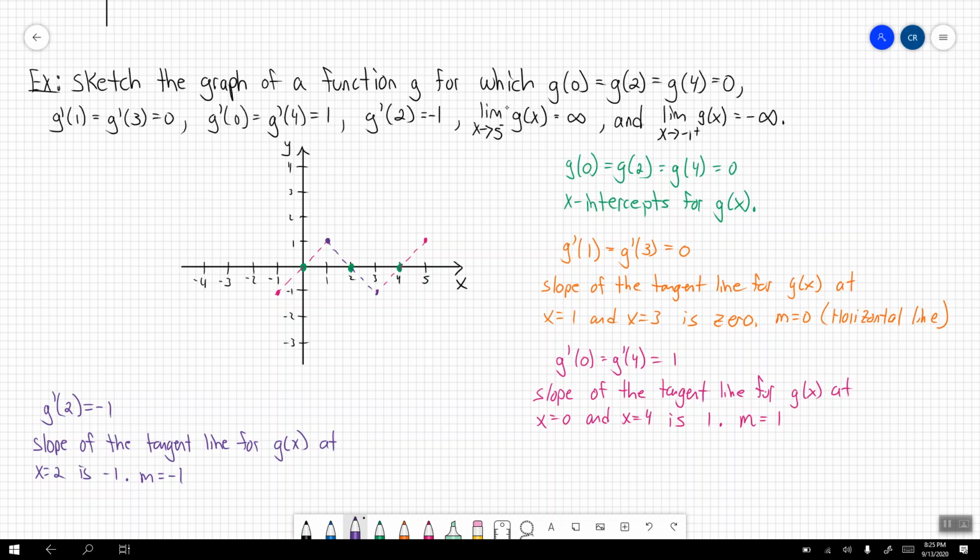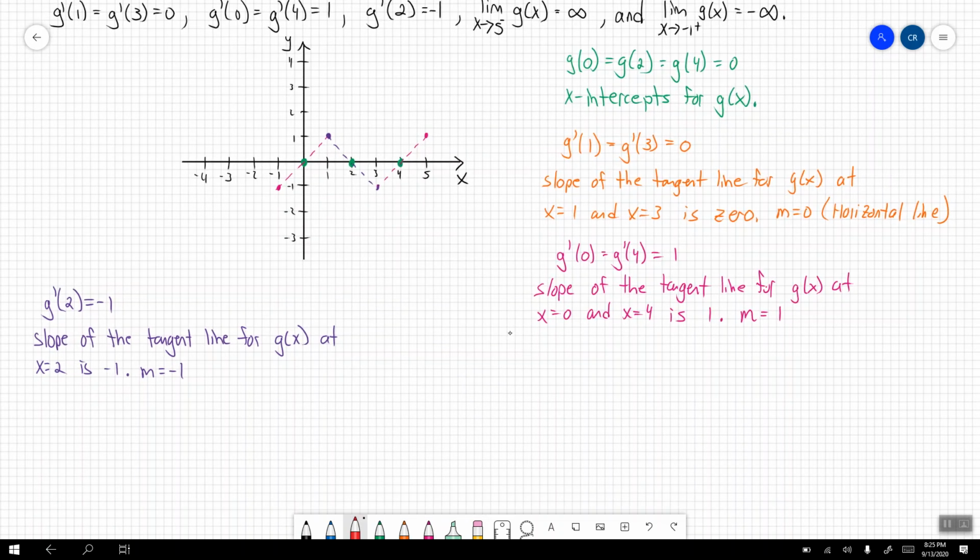And finally, the limit as x is approaching 5 from the left-hand side for g of x is going to be equal to infinity. This is going to tell me that I have a vertical asymptote. Well, the same thing is going to happen if we're approaching negative 1 from the right-hand side for g of x. When it's going towards negative infinity, we have a vertical asymptote.